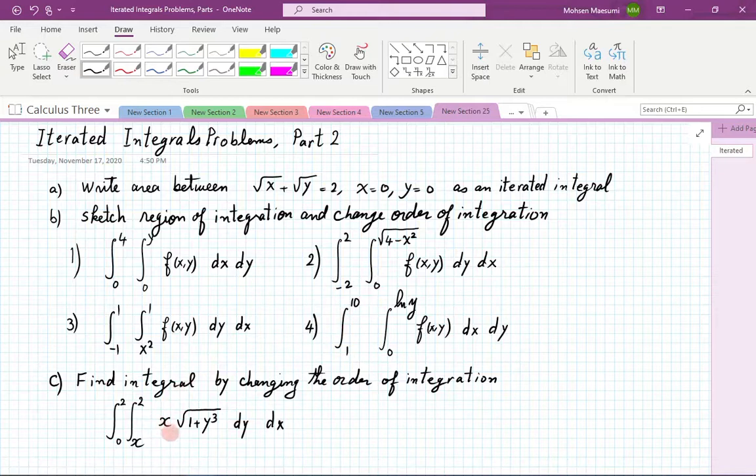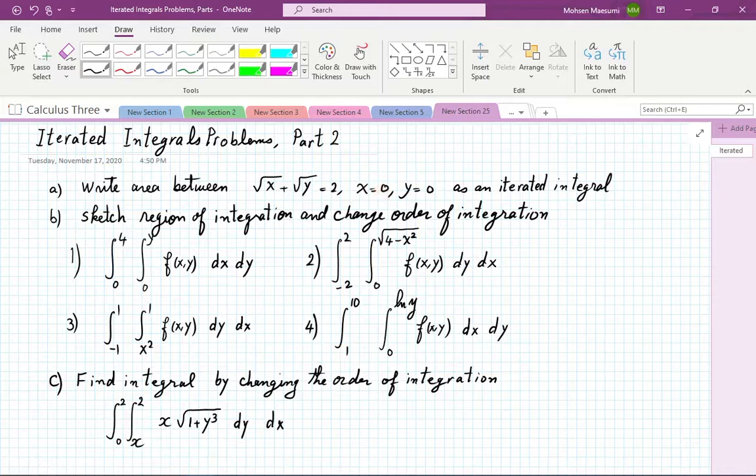The last problem is an interesting example. If we try to do it as it is, it is going to be really hard, but if we switch the order of integration, it becomes really easy. This is one of the interesting aspects of the problems in this section. Okay, let's go ahead and get started with the first one.